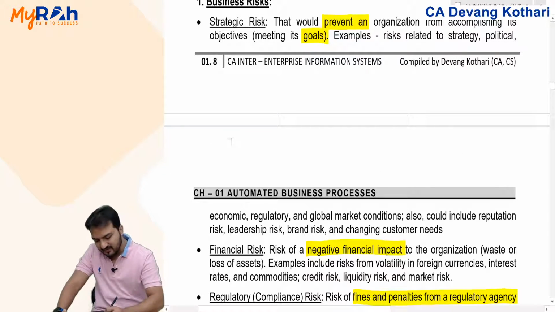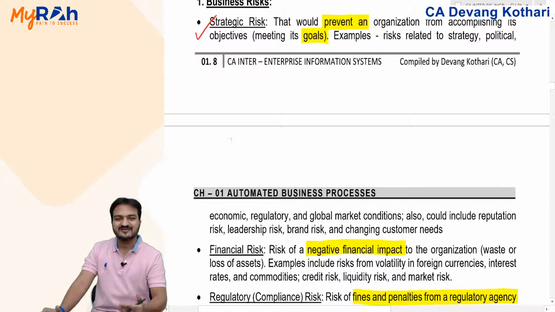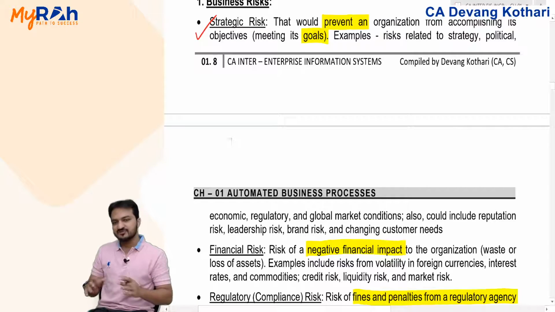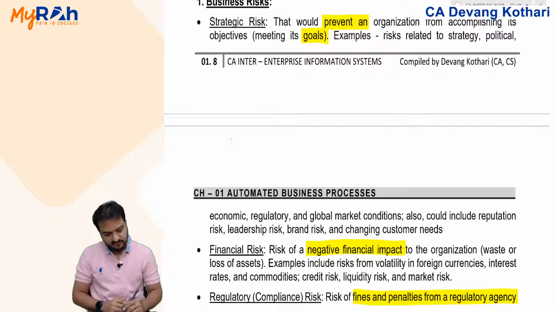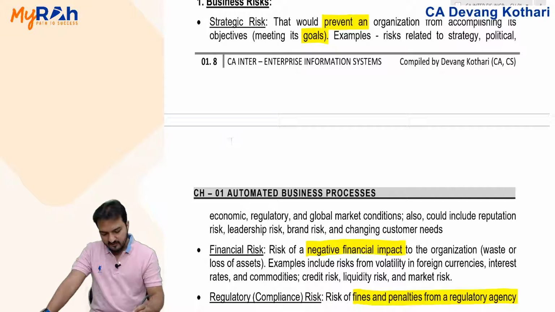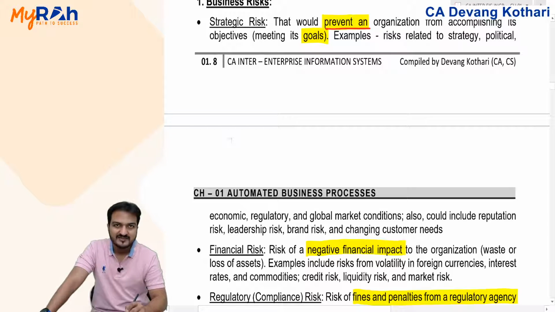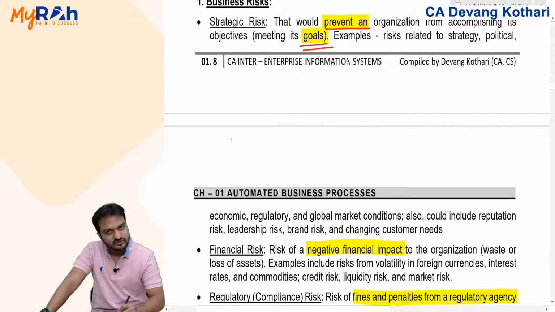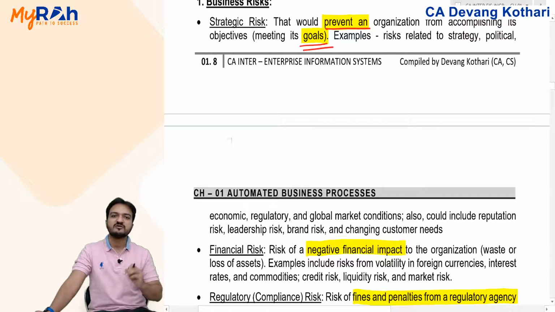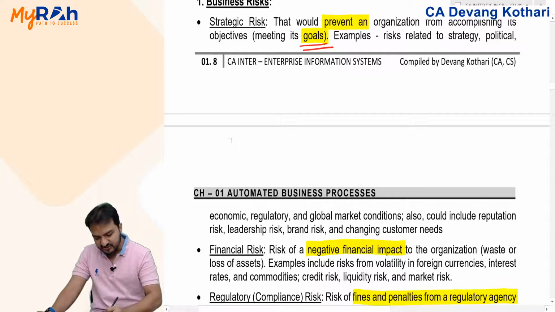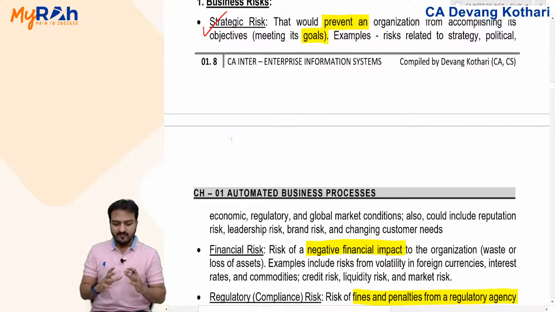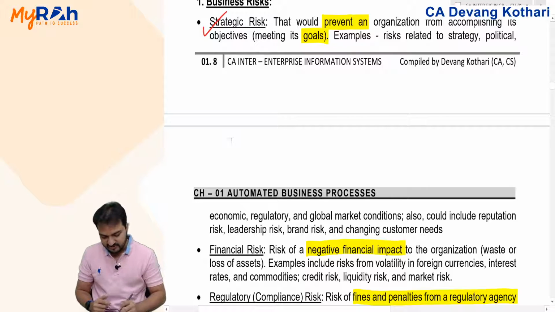Business risk, under that, number one, these are different types of risk, and as I said, this is general knowledge, general discussion about risk. So business risk. Business risk is a risk that will prevent a company from meeting its goals, prevent a company from achieving the goal, that becomes the strategic risk. Prevent a company from achieving its strategy, that is a strategic risk.